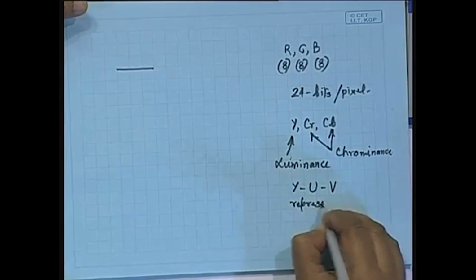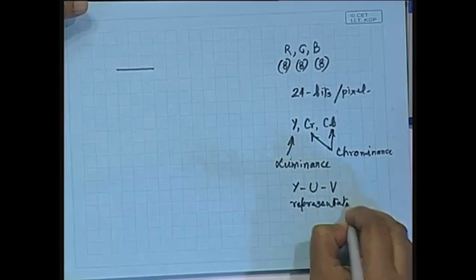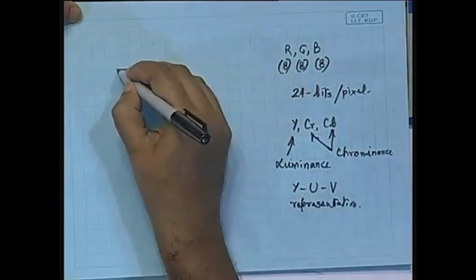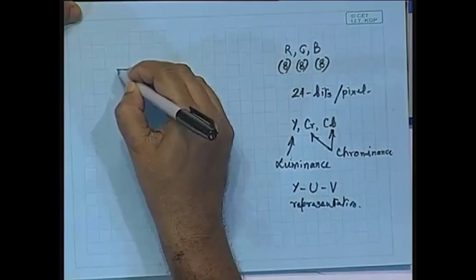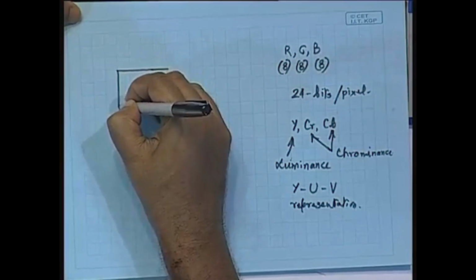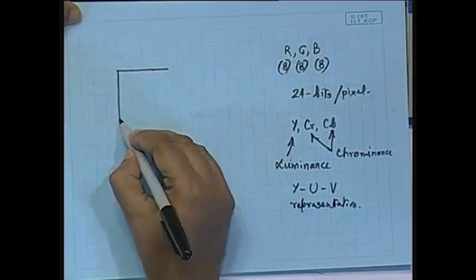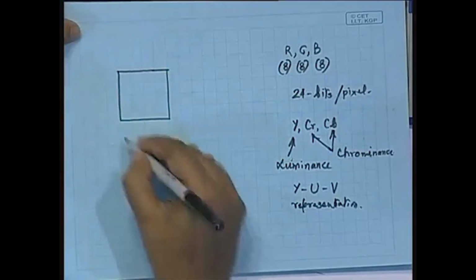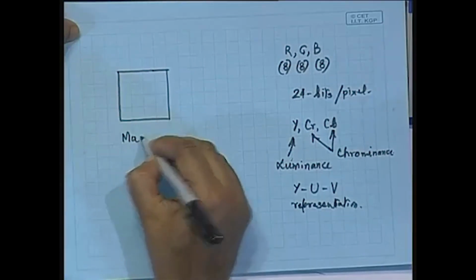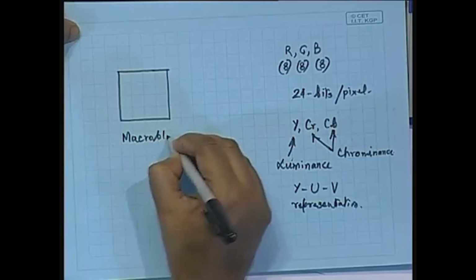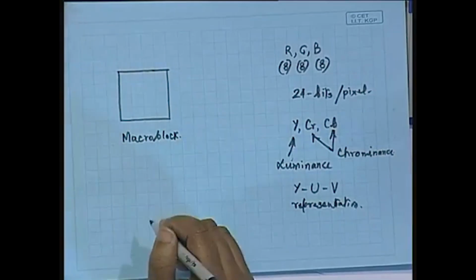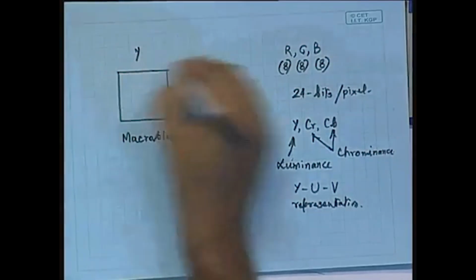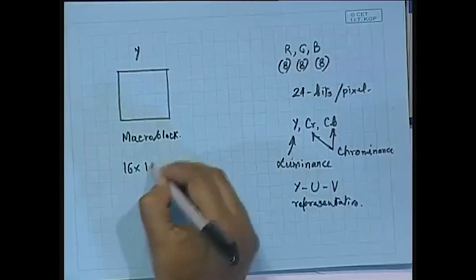In the case of YUV representation, we take a 16 by 16 block size, that is, a group of 16 by 16 pixels. This 16 by 16 size we call a macro block. Every macro block will consist of a luminance part of 16 by 16 pixels.